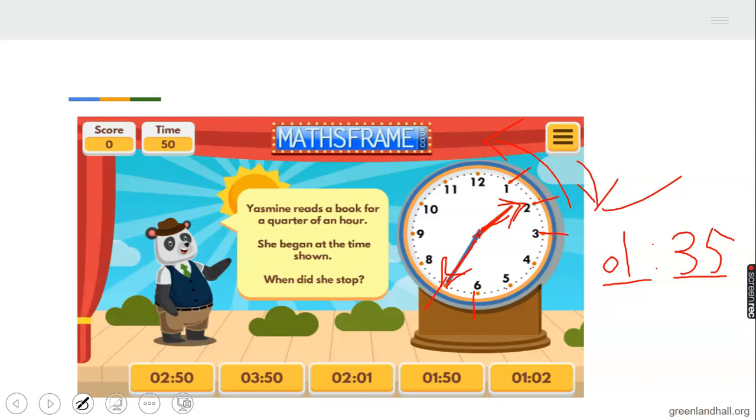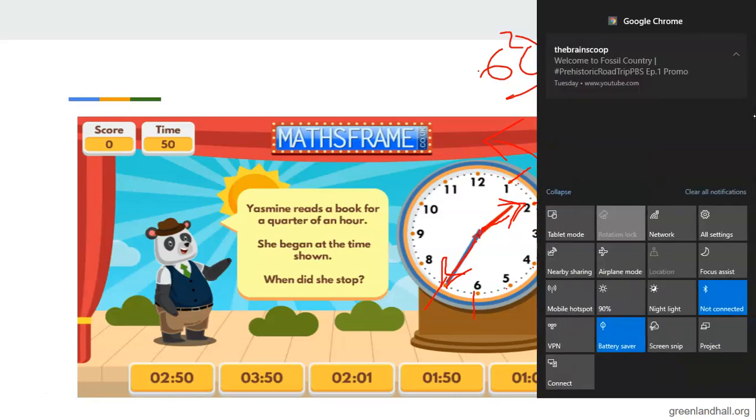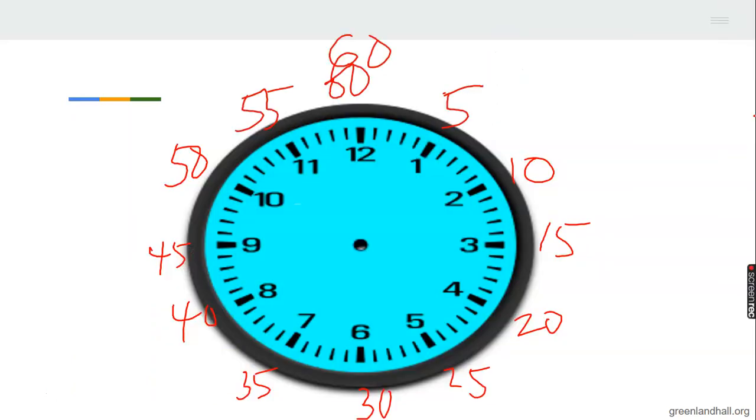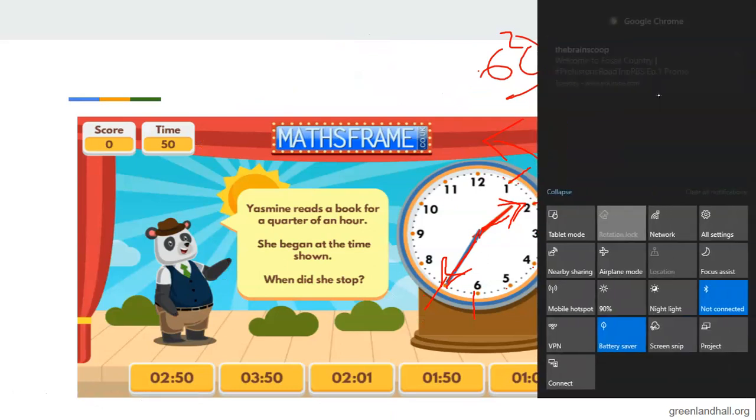Look at this question. Yasmin reads a book for a quarter of an hour. 1 hour is what? 60 minutes. Okay, and then a quarter. A quarter of 60 is what? You divide it by 4. 4 in 6 is 1. It will remain 2. And 4 in 20 is 5. So she read it for 60 minutes and then what? 15. 1 hour and a quarter. That's 5. Okay, that's 60 plus 5. 0 plus 5 is 5.